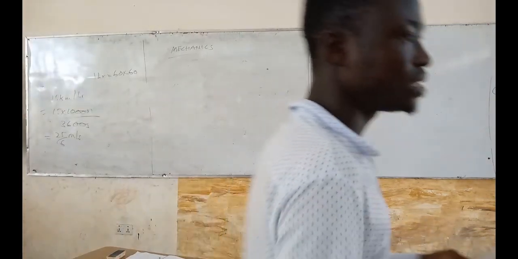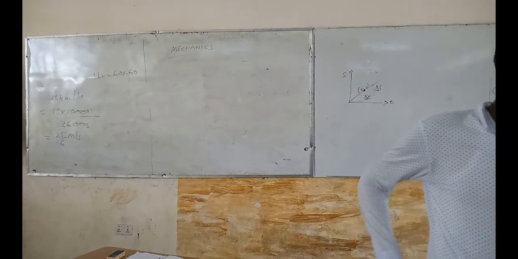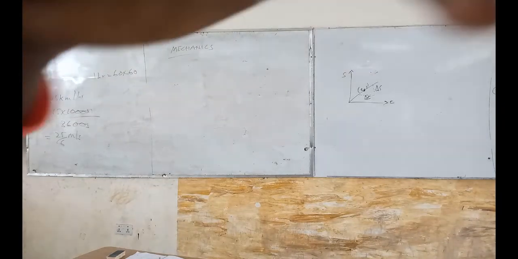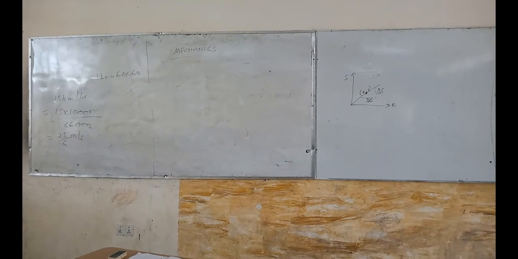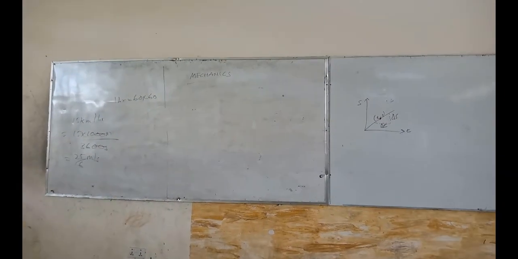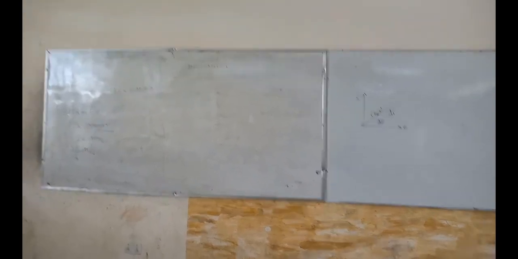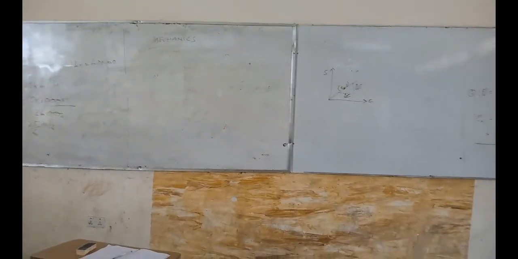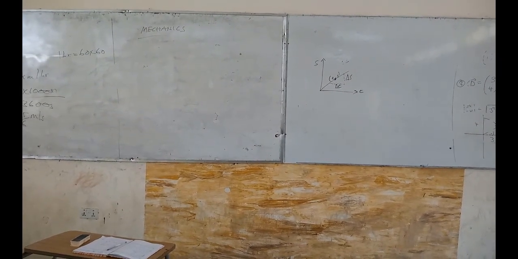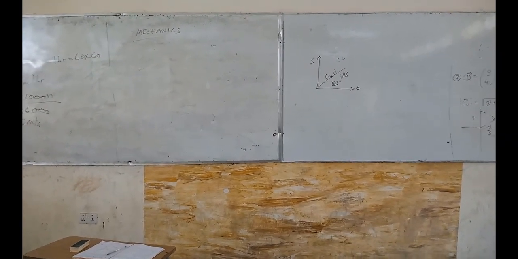Find its velocity. Let me take it again. A particle moving in a straight line with constant acceleration of -3 meters per second square has a velocity of 15 meters per second. Find its velocity: A, 4 seconds later.